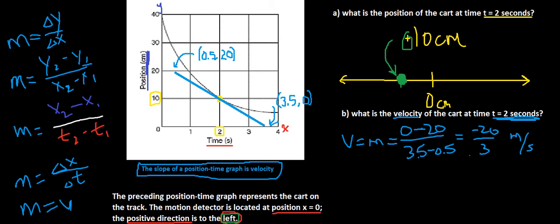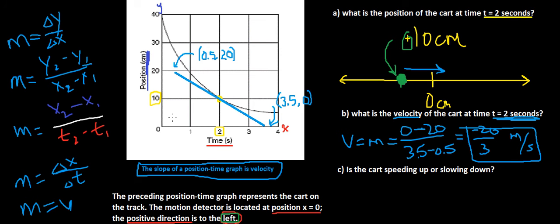So I found that the velocity turns out to be negative 20 over 3 meters per second. That is the velocity. So what does that mean? That means that this object is traveling to the right. How do I know it's traveling to the right? Well, I know it's traveling to the right because the velocity is negative, so that means it must be traveling opposite the direction of motion. And if the direction of motion is to the left, that means the object has to be traveling to the right.